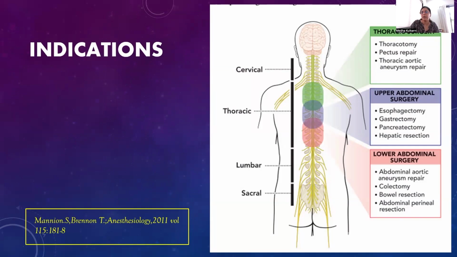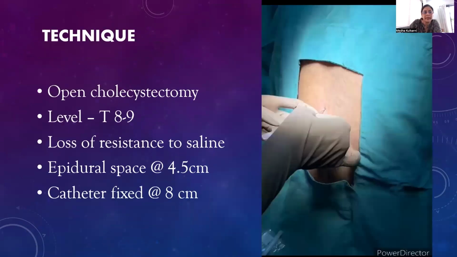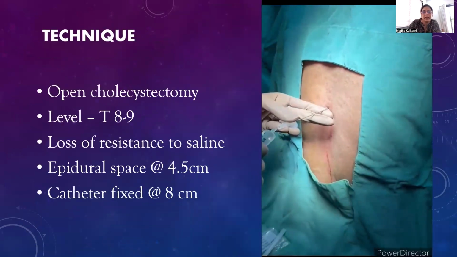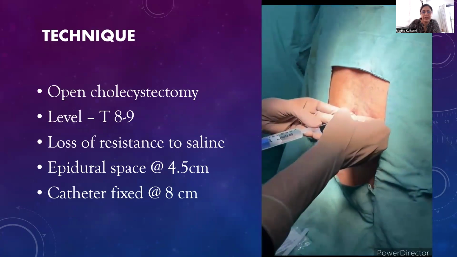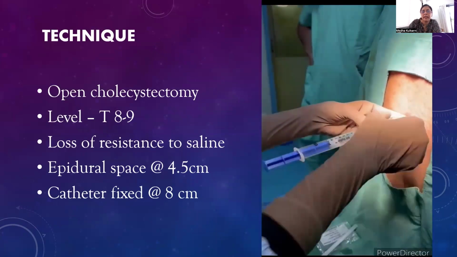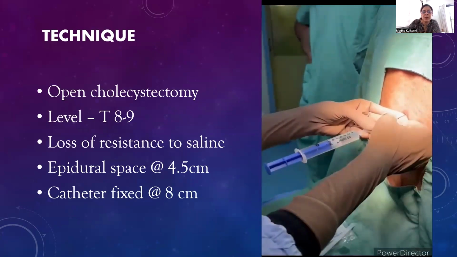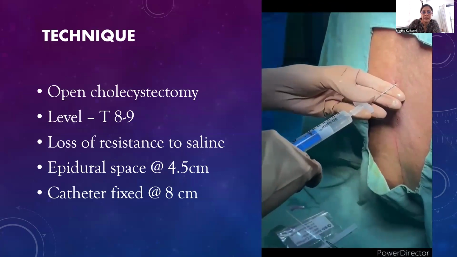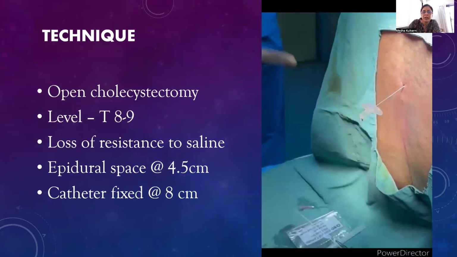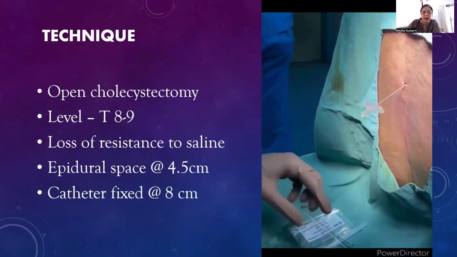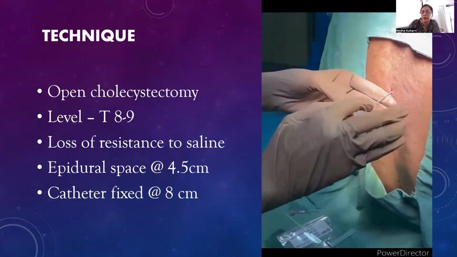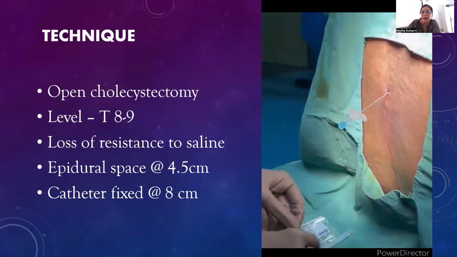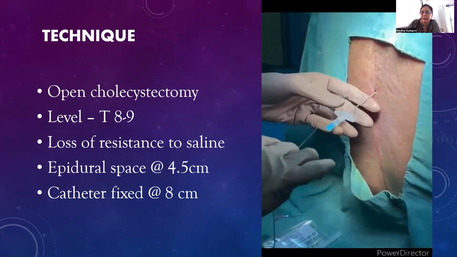Indications: it can be used for a variety of thoracic, upper abdominal and lower abdominal surgery for analgesic purposes. This was a case of open cholecystectomy. The level which was selected was around T8, T9 or T9, T10. In this case, loss of resistance to saline was utilized. The epidural space was obtained at around 4.5 centimeters, and the catheter was threaded through the needle and fixed at around 8 centimeters.